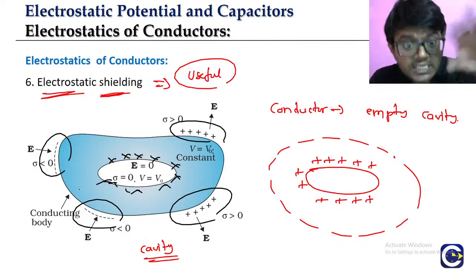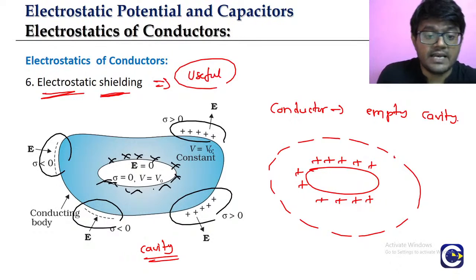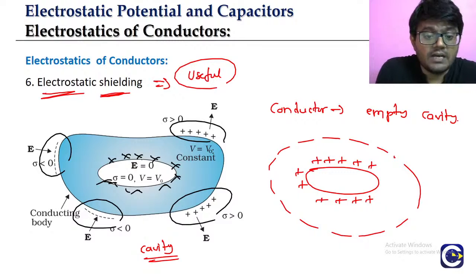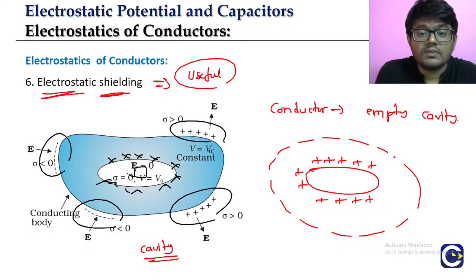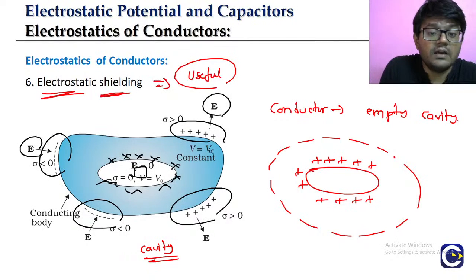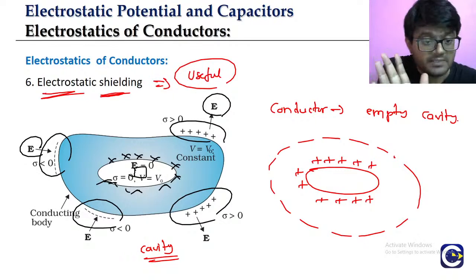So this property is used to prevent some electrical devices from getting damaged. If you have a sensitive device and you put it inside the cavity, then whatever might happen outside, even if you create a large electric field, its impact will not be felt by the device. The device placed in the cavity will not get damaged.